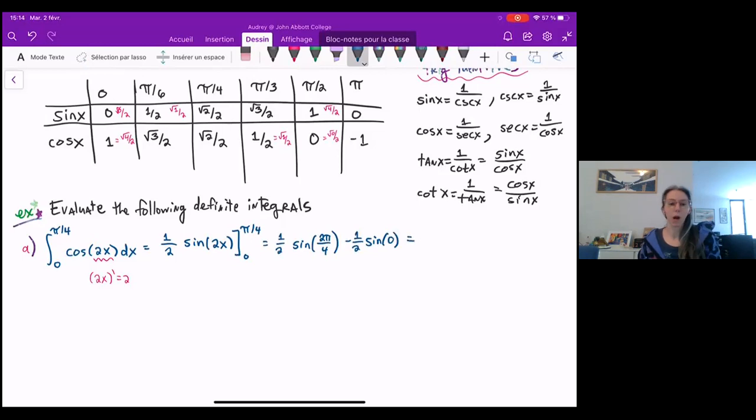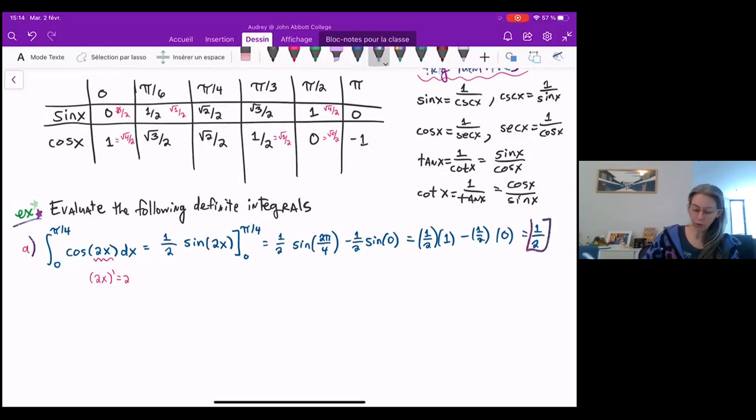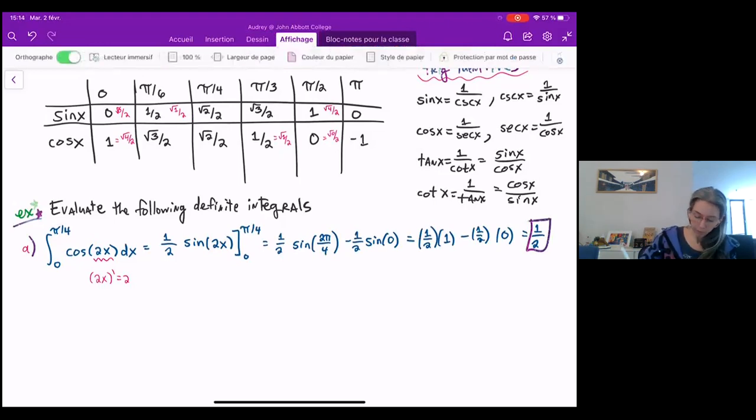Now, we can plug this into our calculator, but we can also look at our chart up there. 2 pi over 4 is pi over 2. Sine of pi over 2 is 1. So this is 1/2 times 1 minus 1/2 times sine of 0, which is 0. And this just gives me 1/2. So for this one, your calculator would have been absolutely fine. It gives you a nice fraction. There are no radicals involved. Let's do a different one.